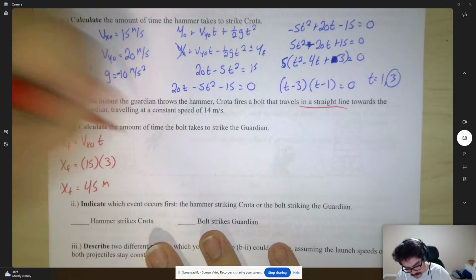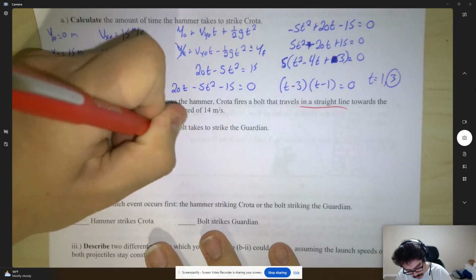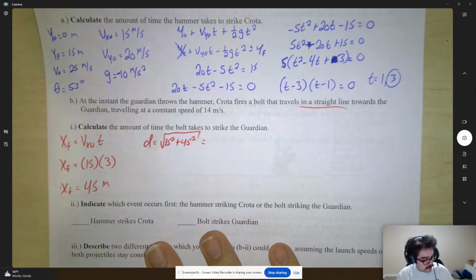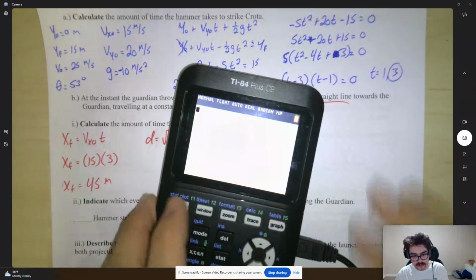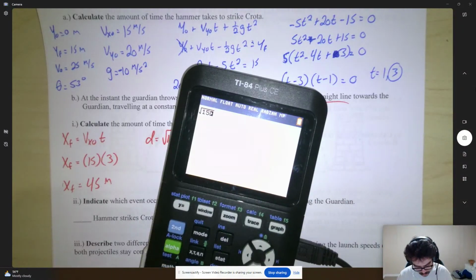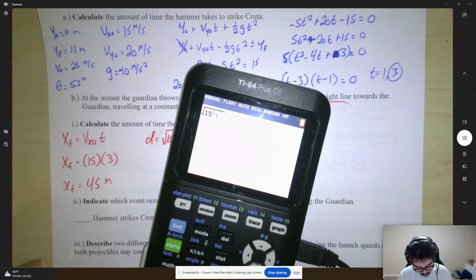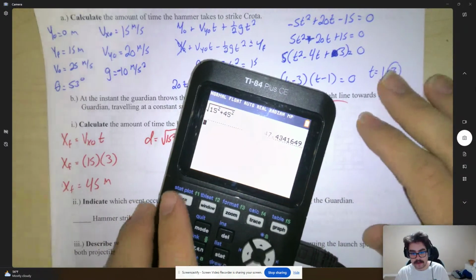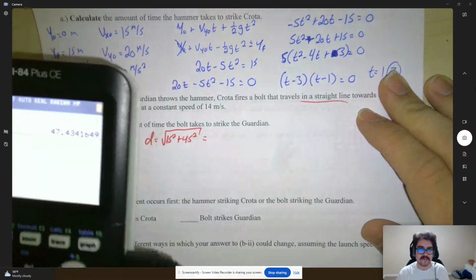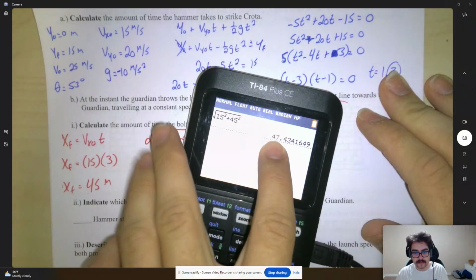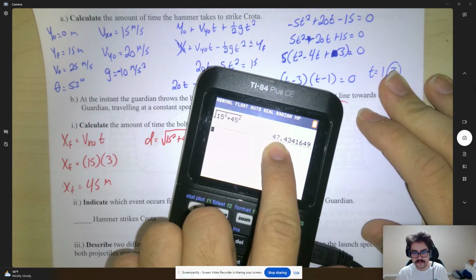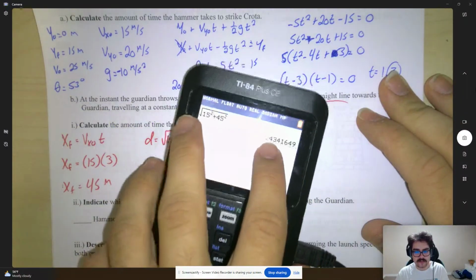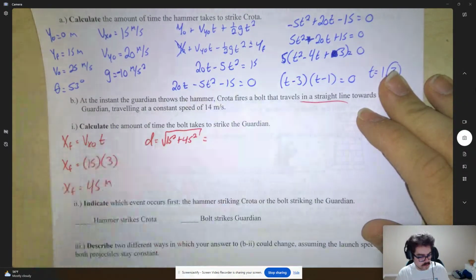You can say that the distance, I'm just going to call it d, is equal to the square root of 15 squared plus 45 squared. And that might be something you would put into your calculator. So 15 squared plus 45 squared. And I get, okay, so it wasn't actually a Pythagorean triple. That's my bad. I thought somebody had pointed out, maybe in a different problem, that it was a Pythagorean triple. It was about 47.43. I rounded to about 47.434.